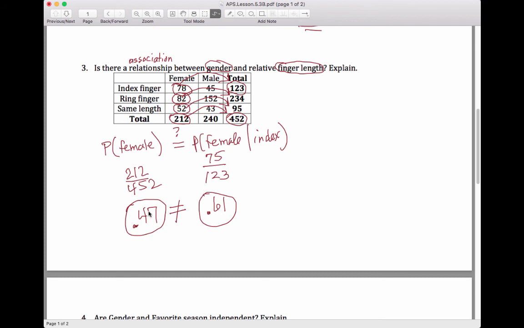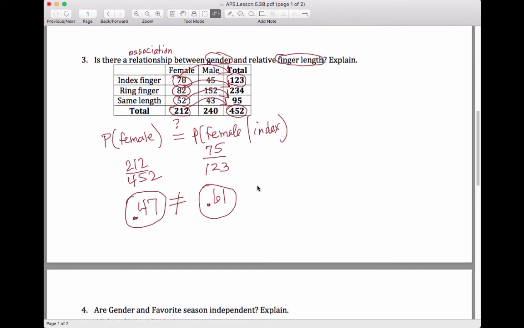But clearly that's not happening here. And I'm guessing if you did 82 out of 234, that would be a much different number. And 52 out of 95, that might be a different number as well. But when you're proving an association, all you need to find is one example where the probabilities are very, very different. So you will see problems like that.